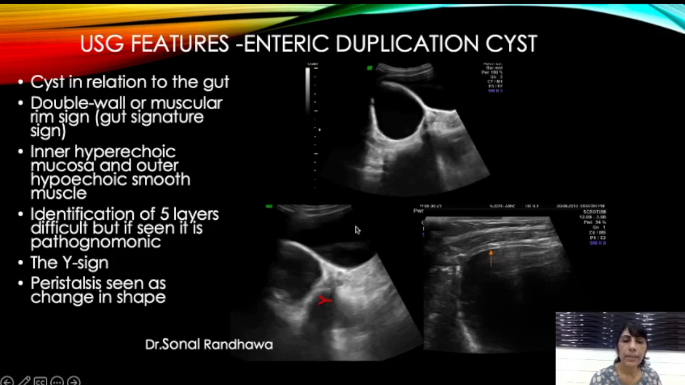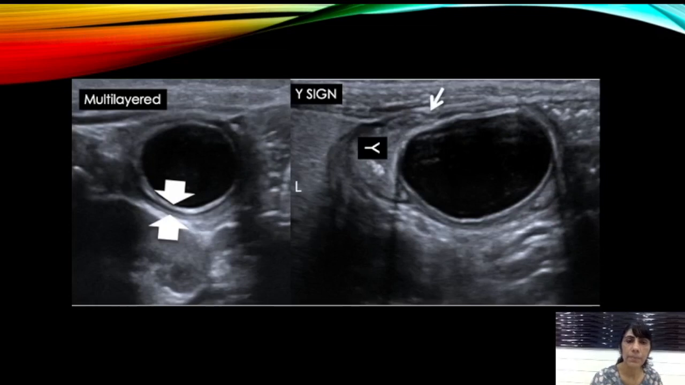And the third point that adds on is a Y-shaped connection with the nearby gut loop. I can see the wall of the gut continuing into the wall of the cyst like a Y. This also will look better with the linear probe. And then peristalsis. How will I judge peristalsis? I will have to be patient, wait for some time, and look at the cystic area. I may find that it changes shape.